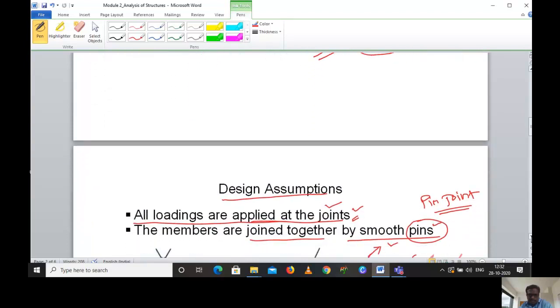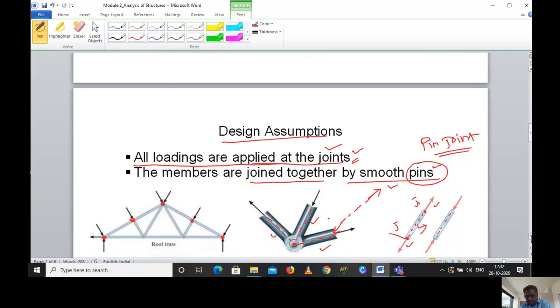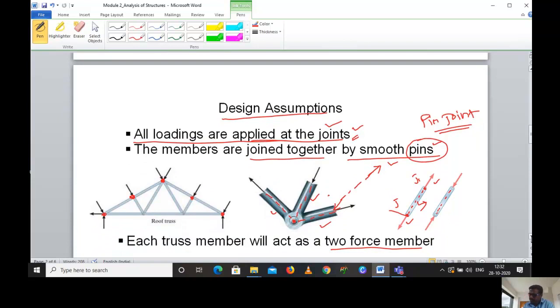The next one is to solve these problems in analysis of structures. The design assumptions are that all loadings are applied at the joints. That is our consideration. So the forces are applied only on joints. We are not considering any other forces. And the members are joined together by smooth pins. So we are considering that all these 6 points have a pin joint. Smooth pins.